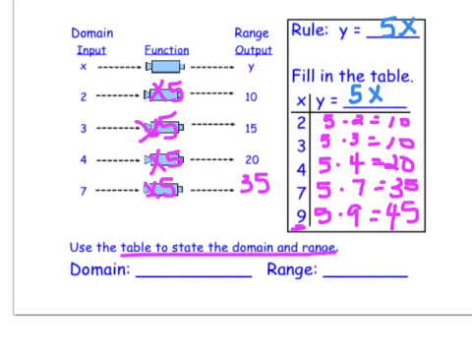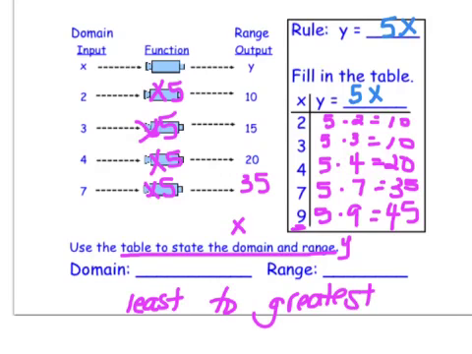It now asks us to use the table to state the domain and the range. What is domain? Domain is my x values, and my range is my y values. You have to list them from least to greatest. I'm going to ask you to go ahead and do that, and when you're finished, raise your hand so we can give you a check. Don't forget your cute little squiggles. Then go ahead and list the domain and range. Alrighty.